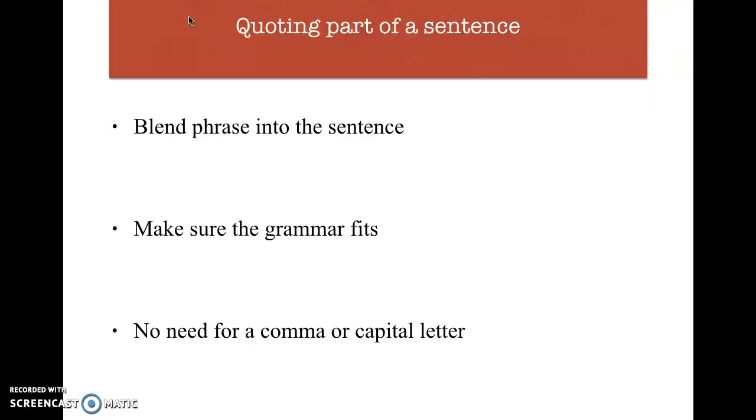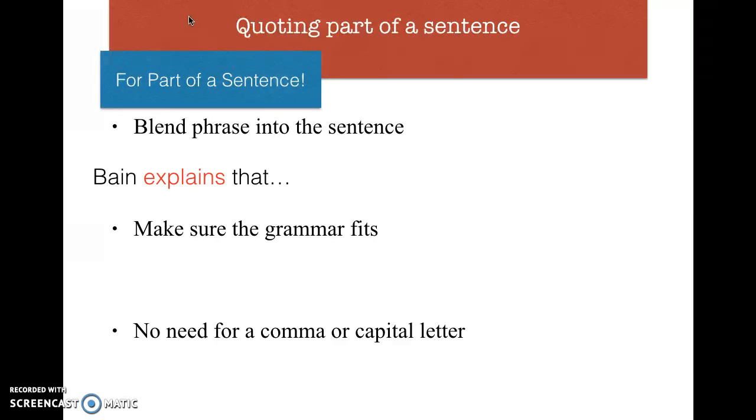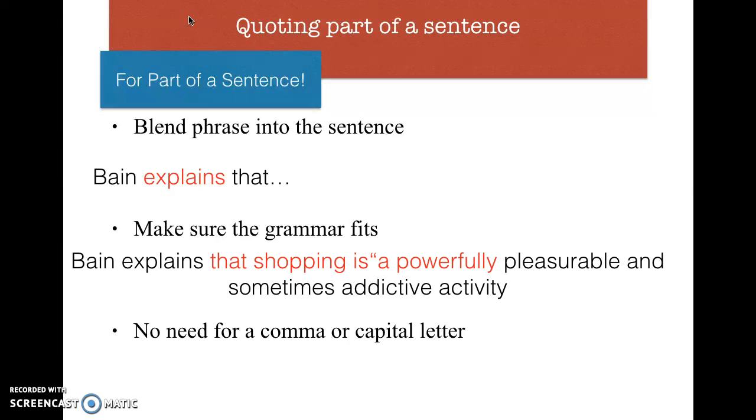The other rule is for part of sentences. So if we have a part of a sentence, we have to blend the phrase into the sentence. For example, Bain explains that shopping is a powerfully pleasurable and sometimes addictive activity. So it's basically a noun that you're quoting, so make sure that there is a verb in the sentence as well. Every sentence needs a verb.